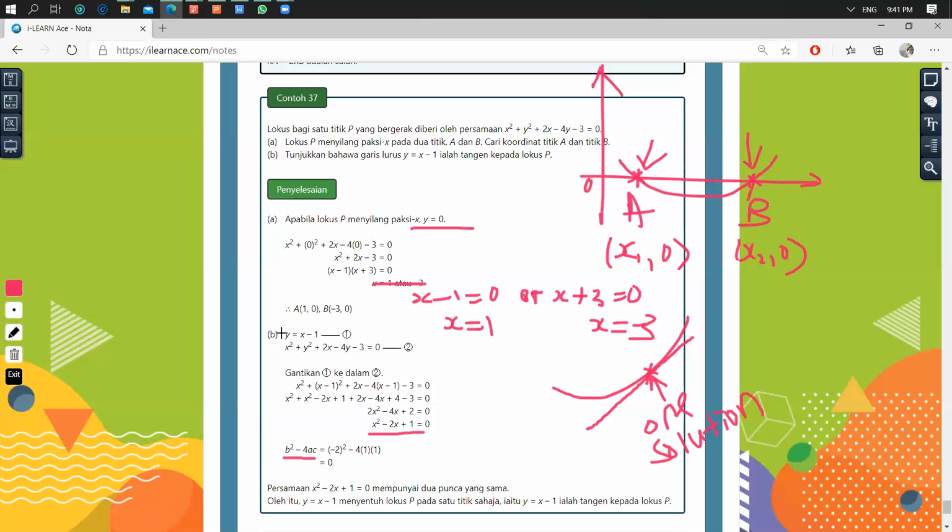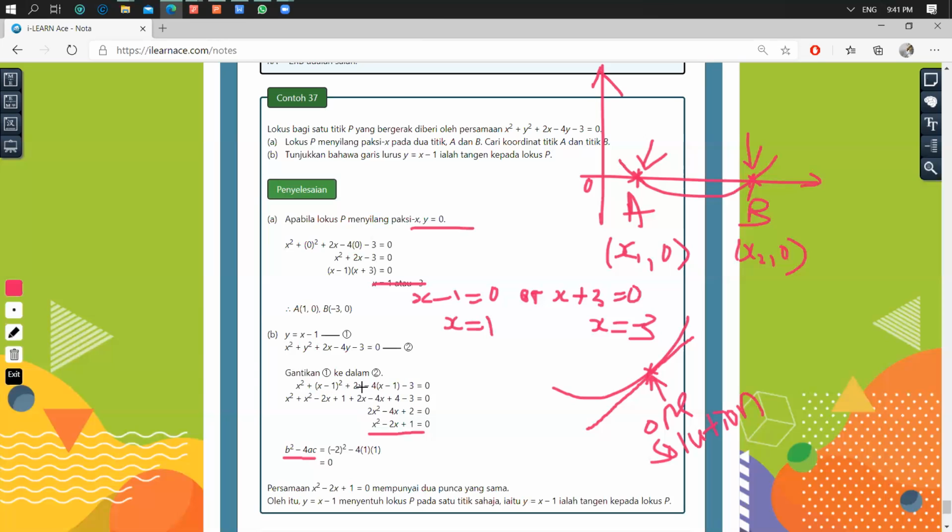Okay, so let's just write down the equation y equals to x minus 1, label it as the first equation, and then copy down the locus equation. This is the second equation. Then substitute this one into this. Okay, this one we're going to use substitution. We cannot use elimination here because we have the square here. We're not going to remove anything here. Okay, so substitute in, then you're going to get x squared plus (x minus 1) squared because this is y, plus 2x minus 4 times y, which is x minus 1, minus 3 equals 0.